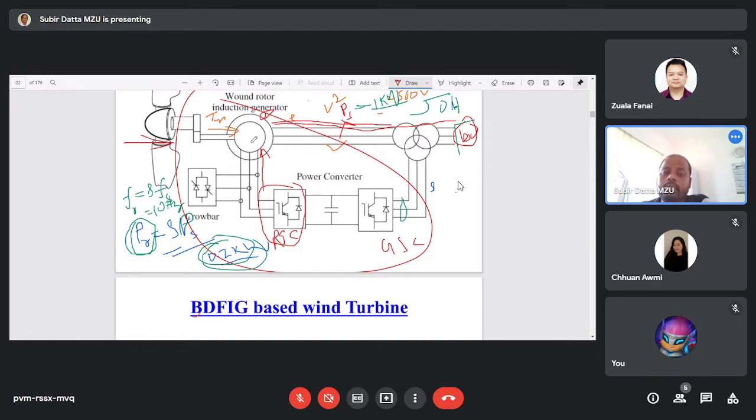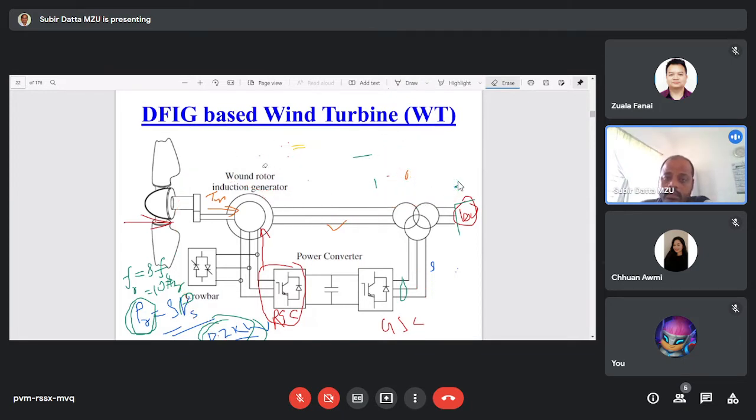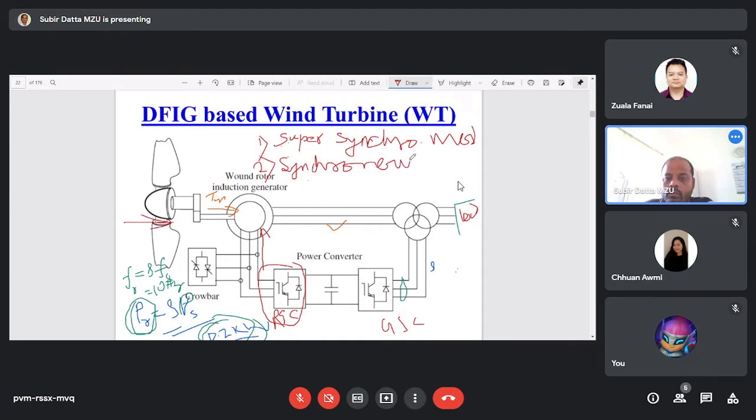This DFIG operates in 3 different modes. So what are those? Just one minute, let me write them down here, then I'll explain. In 3 different modes we can operate this DFIG. Number 1, super synchronous mode of operation. Number 2, synchronous mode of operation. And number 3, subsynchronous mode of operation. So in these 3 modes we can operate this DFIG based wind energy conversion system.